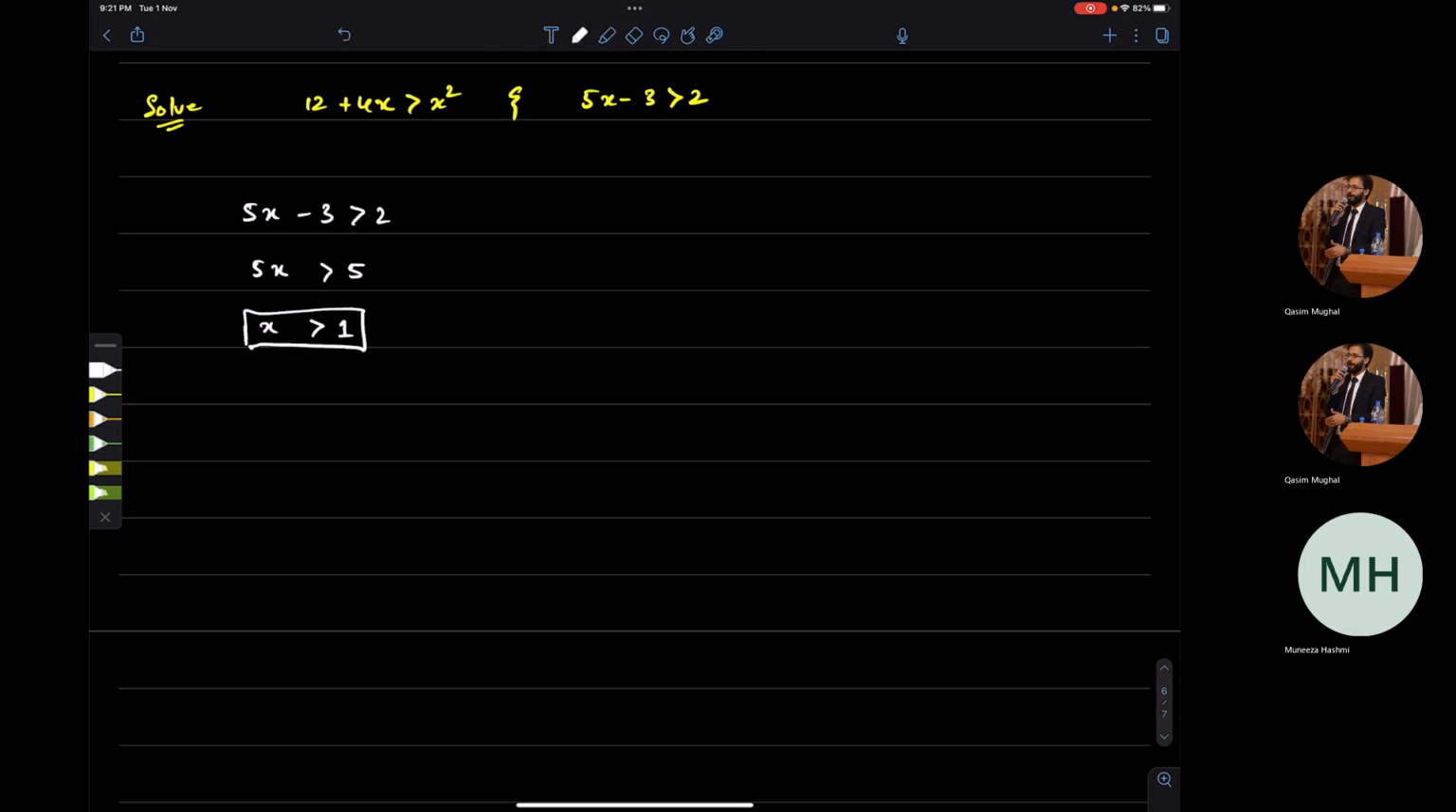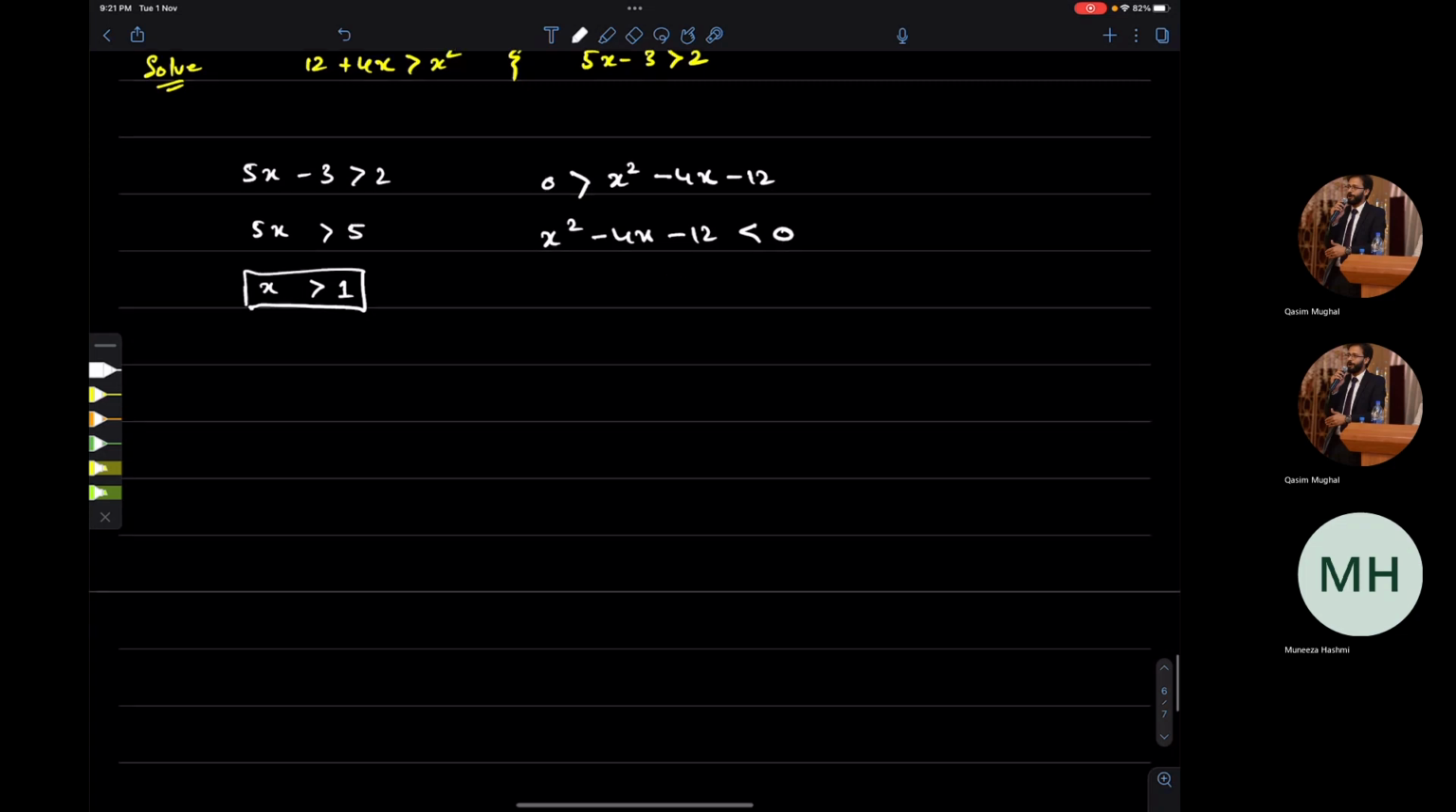Now I'm going to move on to the quadratic one. This is the same as the one I gave you earlier. I can leave 0 on the left-hand side and move everything on the right. That's another way to do it. x squared minus 4x minus 12. Now I can see 0 is greater than all of this, so this is going to be less than 0. So x squared minus 4x minus 12 less than 0.